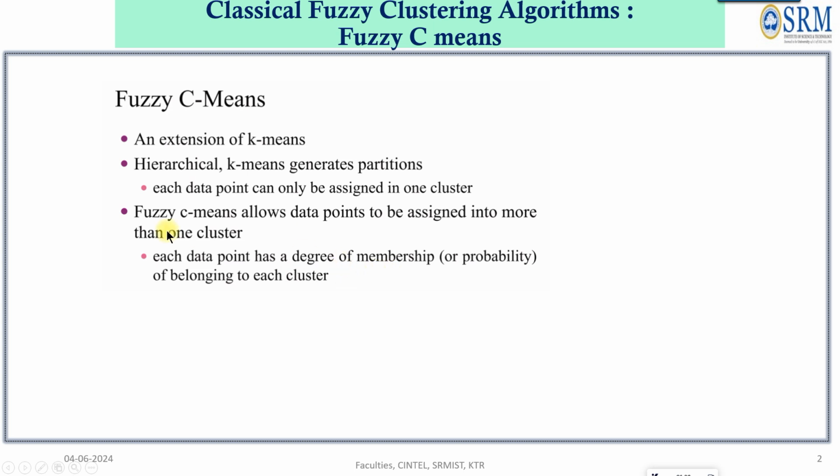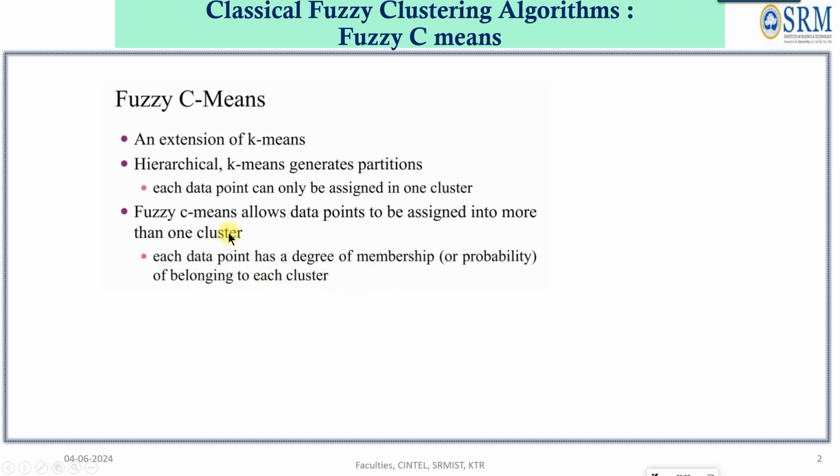But the fuzzy C-means clustering algorithm allows data points to be assigned not only to a single cluster; we can assign a single data point to multiple clusters. For that purpose, we need a new terminology called the degree of membership.